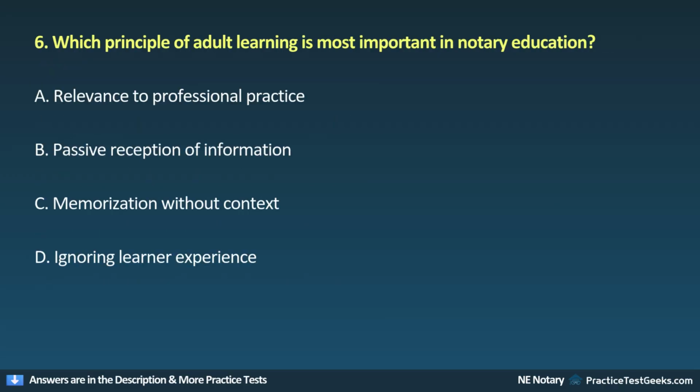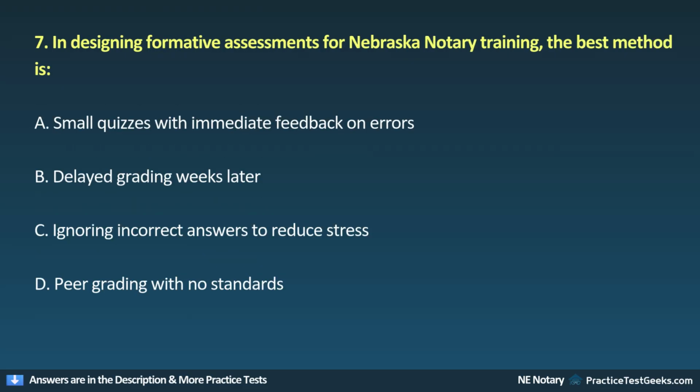6. Which principle of adult learning is most important in notary education? A. Relevance to professional practice. B. Passive reception of information. C. Memorization without context. D. Ignoring learner experience.